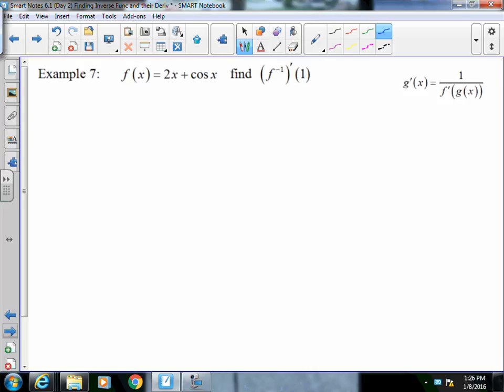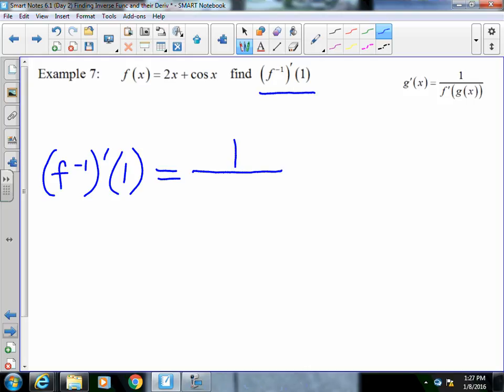So I want to find the derivative of the inverse at 1. So I want to find f to the negative 1, put that in parentheses, at 1. To do that, I have to do 1 over the original prime of the inverse of 1. And it might come down to just you memorizing this formula, maybe not really wrapping your head entirely around it because it's kind of a difficult concept.